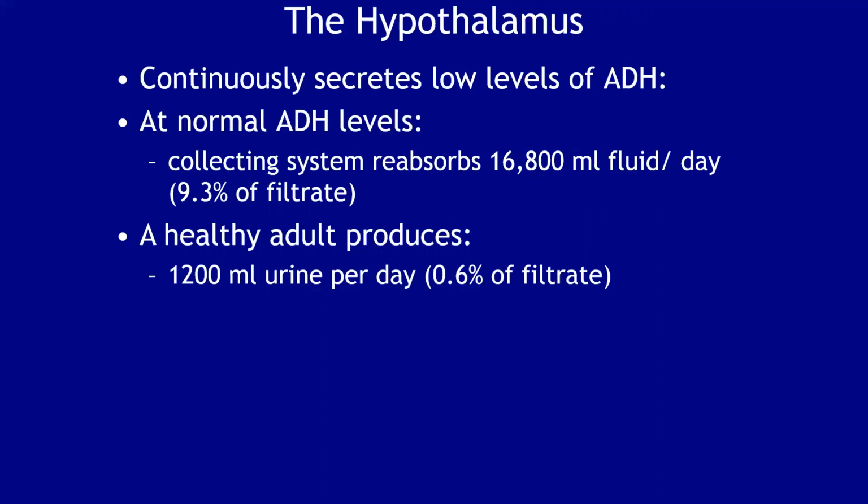If the person is diabetic and they're not well controlled, they will actually produce more urine than the 1,200 milliliters because their body is constantly trying to dilute the amount of glucose that is in their system, and your body is trying to make you pee it out, so you actually produce large amounts of dilute urine.